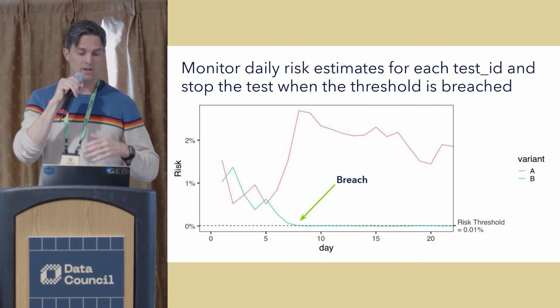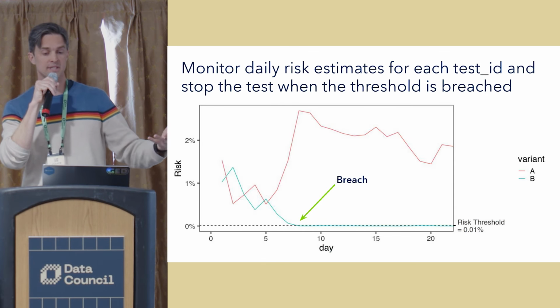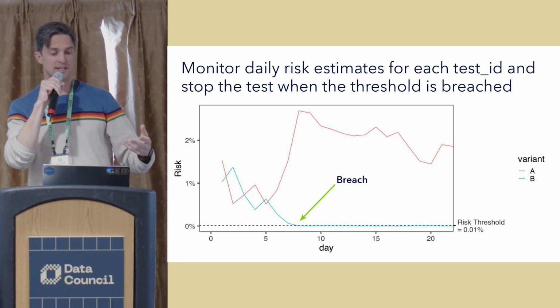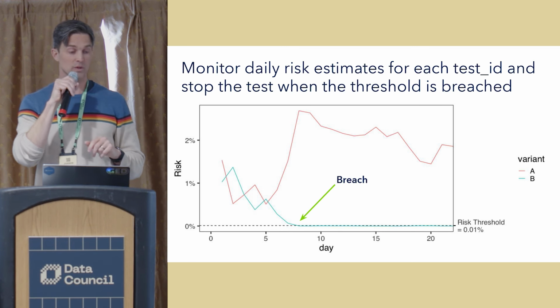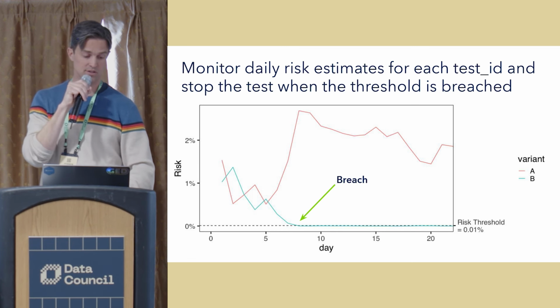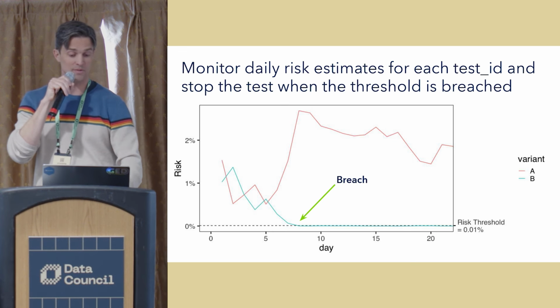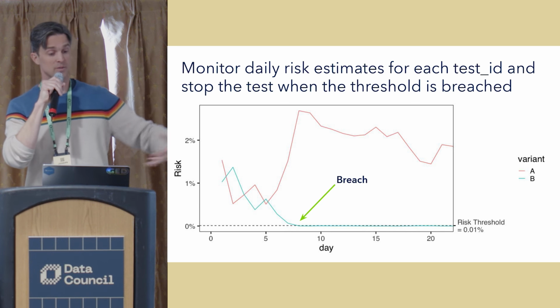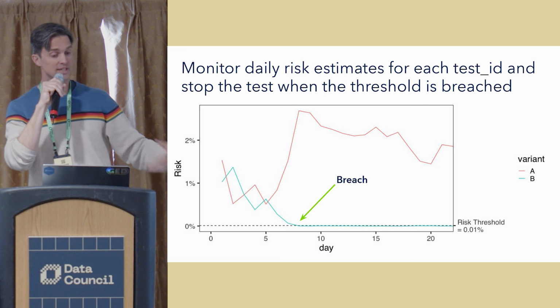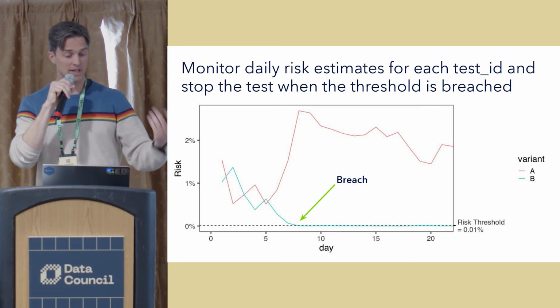Okay. So now you're monitoring the daily risk estimates for every test, and you're going to stop these simulated tests when your threshold is breached. So this is just on test ID number 1 here. I breach around day 6. And I'm just, again, showing that you're doing this across all of your simulations. And every time there's a breach, you're going to record what decision was made, how large was the sample, what was the day.